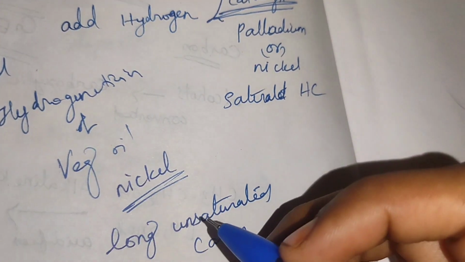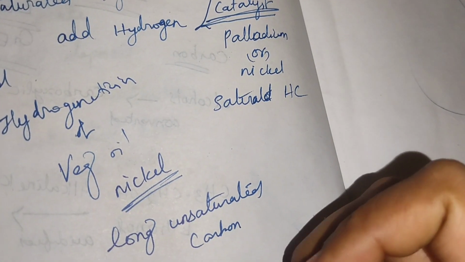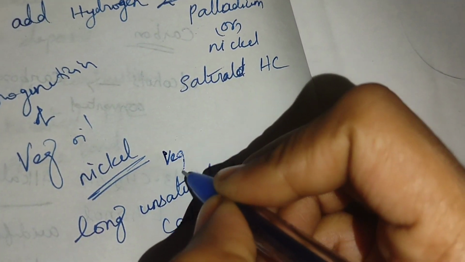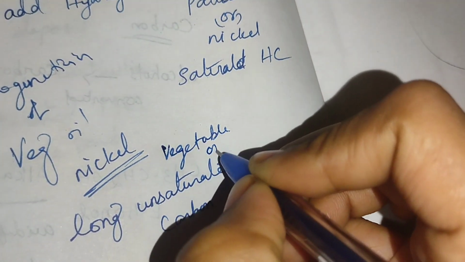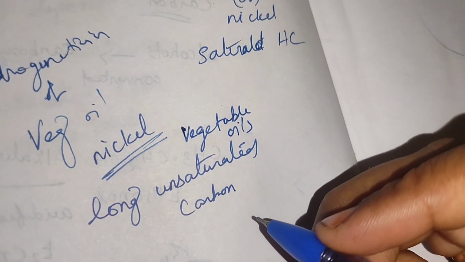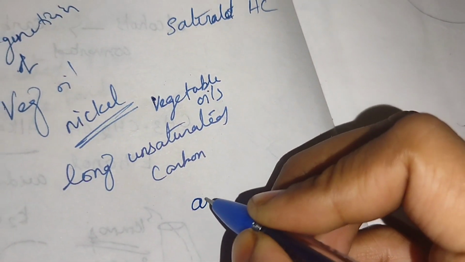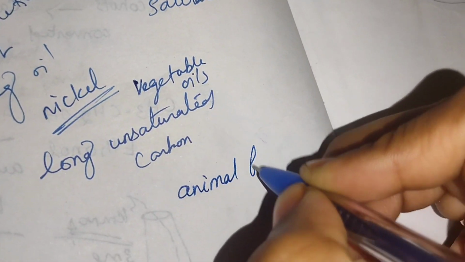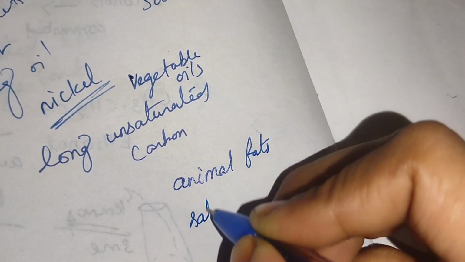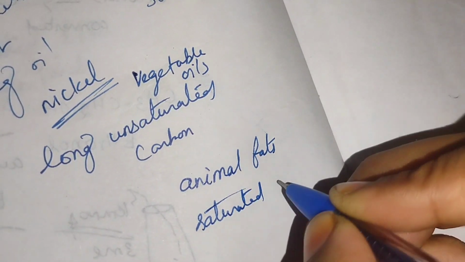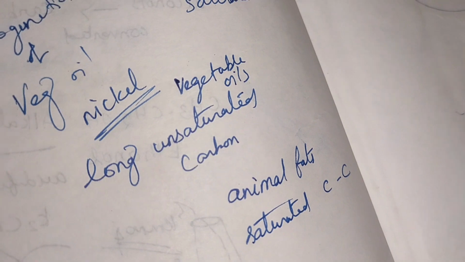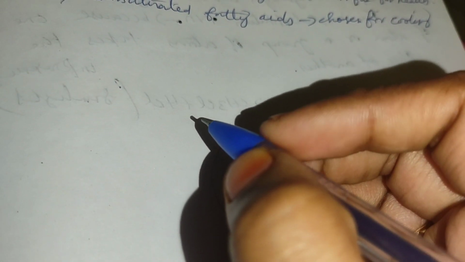Usually vegetable oils contain very long unsaturated carbon chains, and animal fats contain saturated carbon chains. Okay, and here we are going to see one example of the addition reaction.